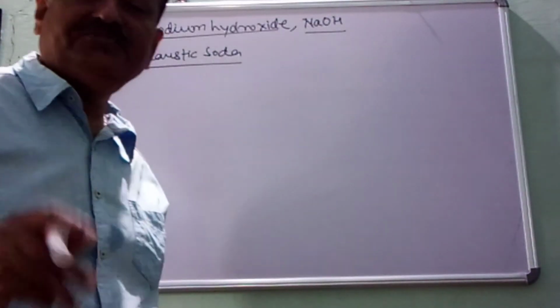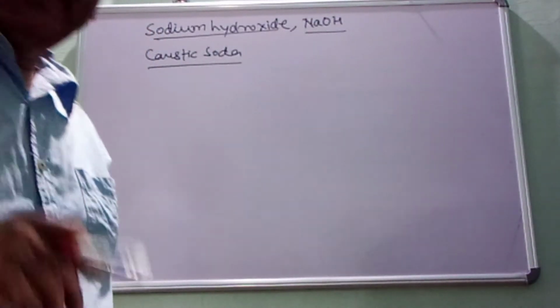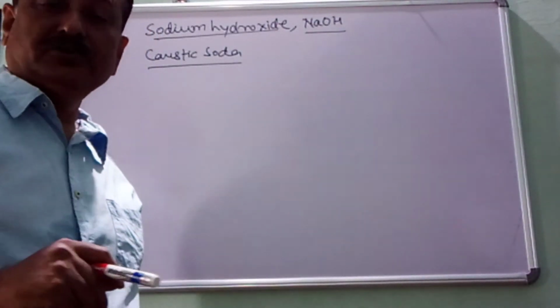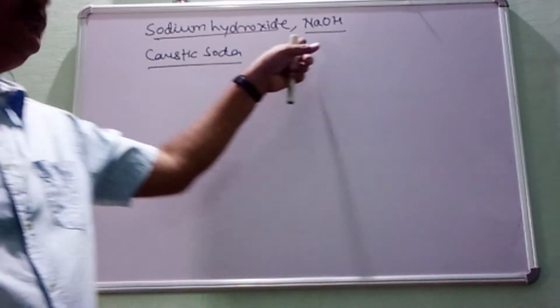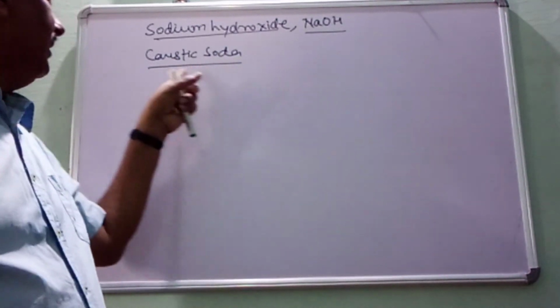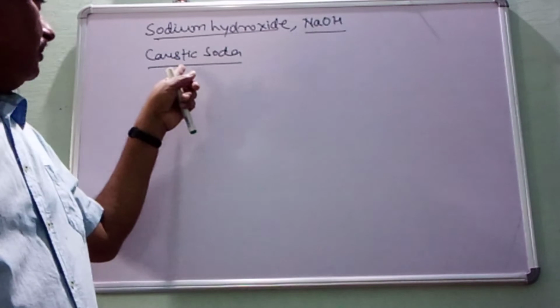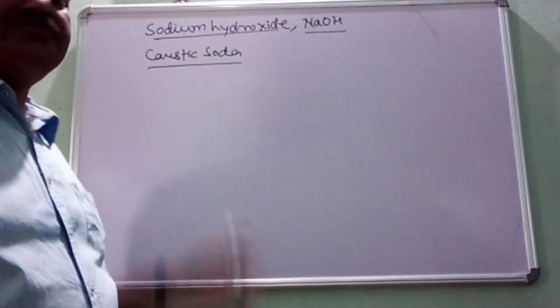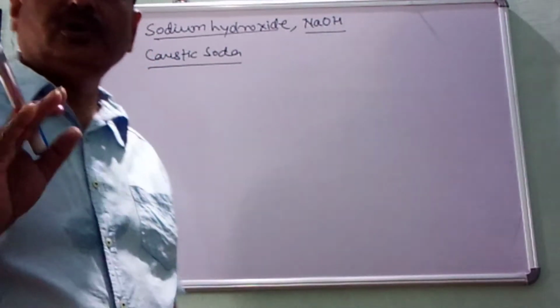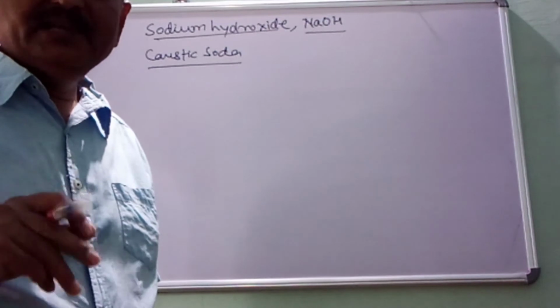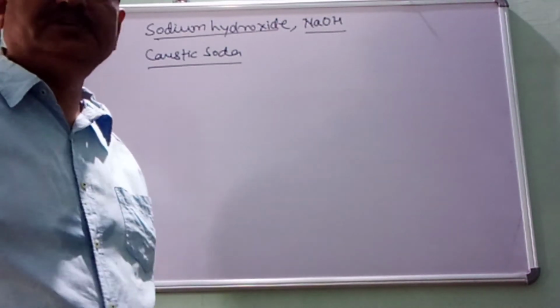So students, in this video I am going to explain about sodium hydroxide. The sodium hydroxide formula is NaOH and its common name is caustic soda. Now the word caustic means anything which corrodes, it causes corrosion.